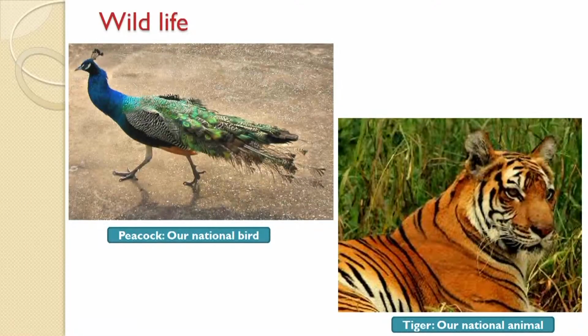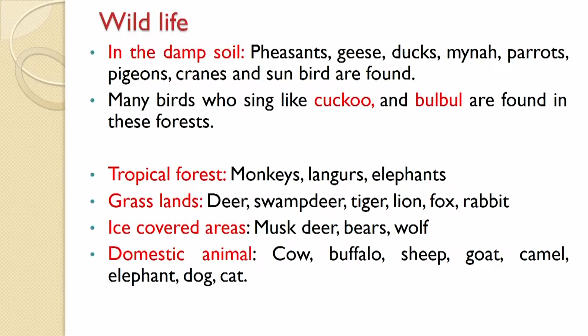Coming to our national bird as well as the national animal, we can say that the peacock is our national bird, while the tiger is our national animal. Being the national bird and animal, we must go for protection of this bird as well as animal.